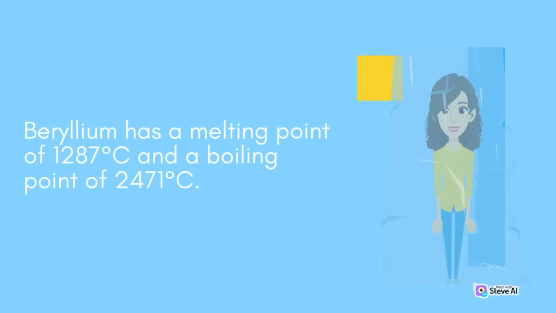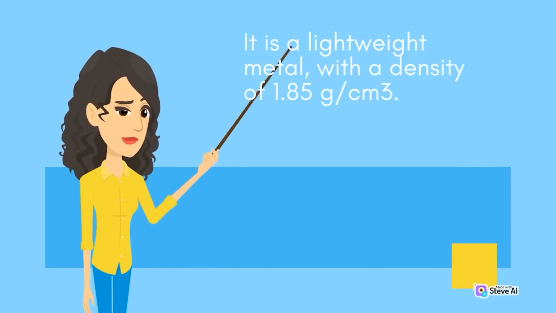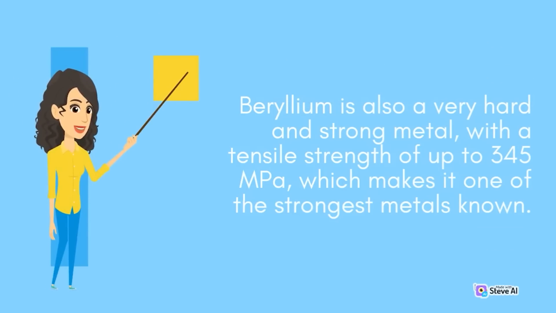Beryllium has a melting point of 1287 degrees Celsius and a boiling point of 2471 degrees Celsius. It is a lightweight metal, with a density of 1.85 grams/cm3. Beryllium is also a very hard and strong metal, with a tensile strength of up to 345 MPa, which makes it one of the strongest metals known.